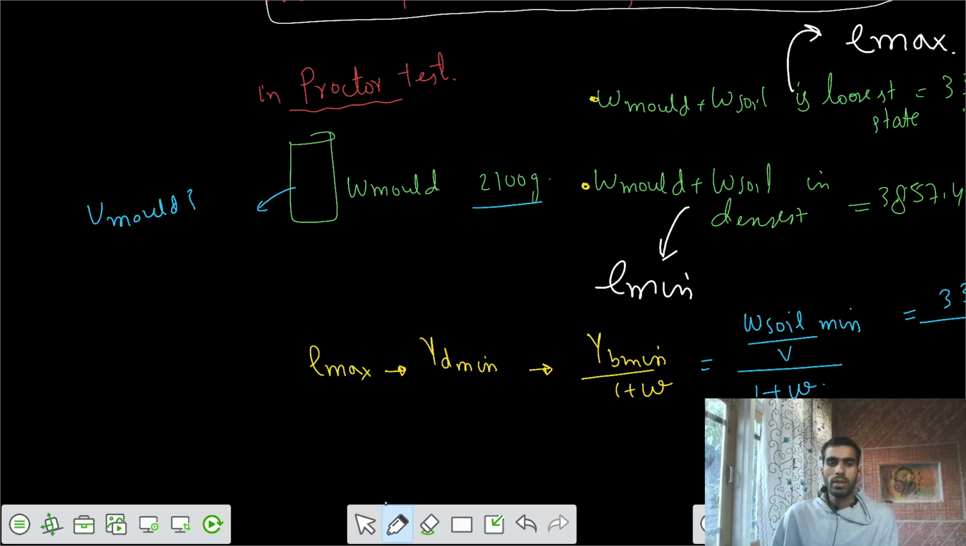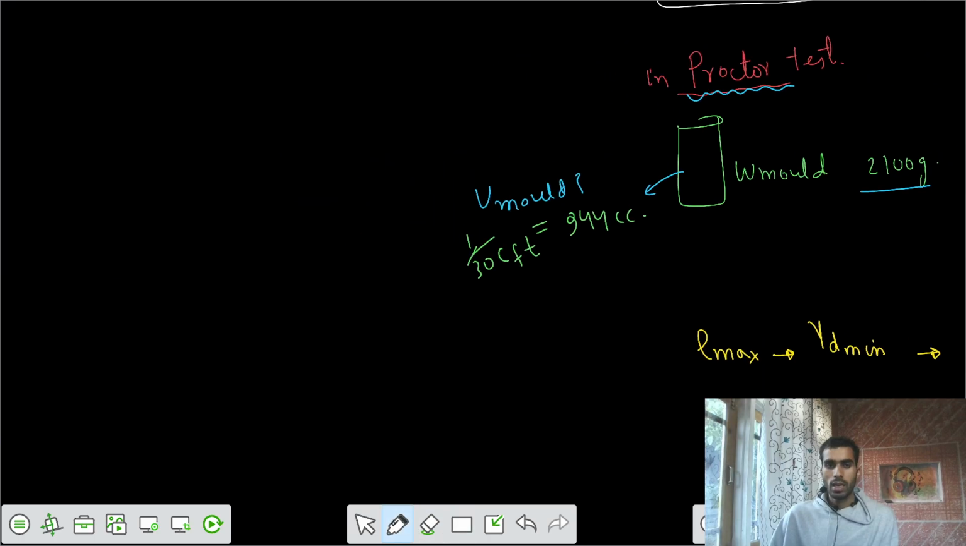Based on the Proctor test, we already know the specifications: the mold volume is 1/30th of a cubic foot, which equals 944 centimeter cube. We can simplify this: 1/30 is there, and cubic feet is feet cube, and 1 foot has 12 inches.